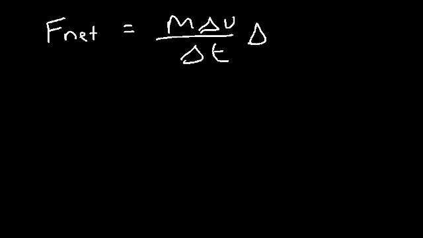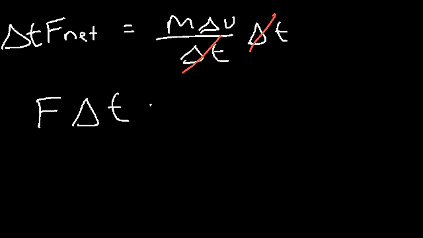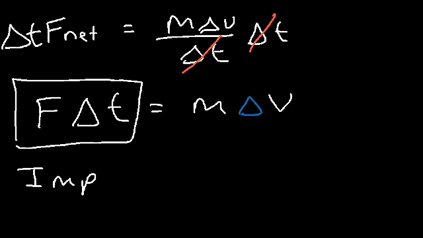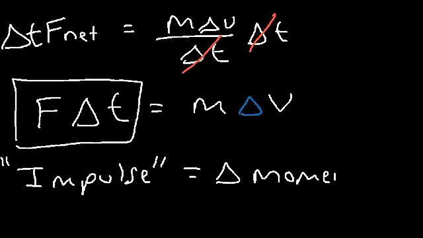By the way, if you start from this equation, and if you multiply both sides by delta t, you're going to get another important theorem. The force multiplied by the change in time is equal to the mass times the change in velocity. The product of the force and the time is known as impulse. And mass times the change in velocity is known as the change in momentum. So this is known as the impulse momentum theorem. The impulse is equal to the change in momentum.